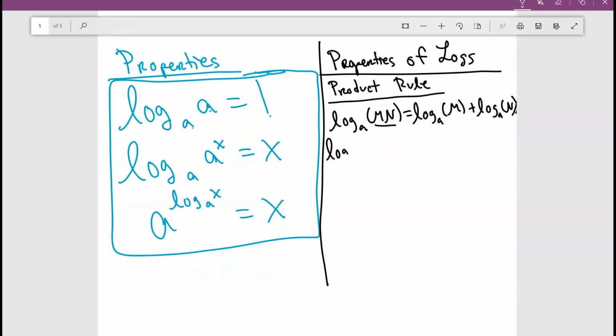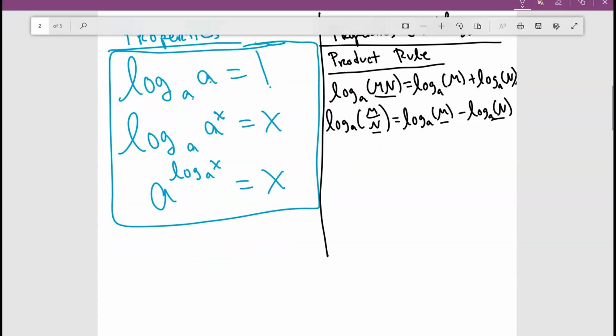If you have log base a of m divided by n, well, if you have something divided by something, this is going to turn into subtraction. Log base a of m minus log base a of n. So that's what you're going to have. This fraction will turn into subtraction.